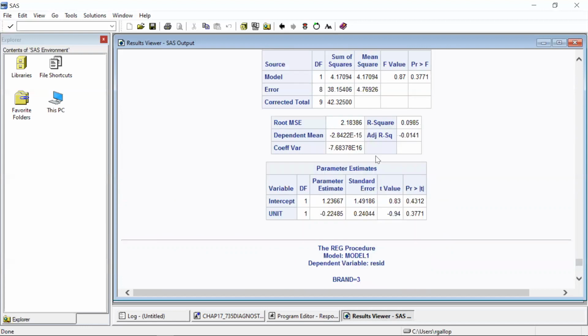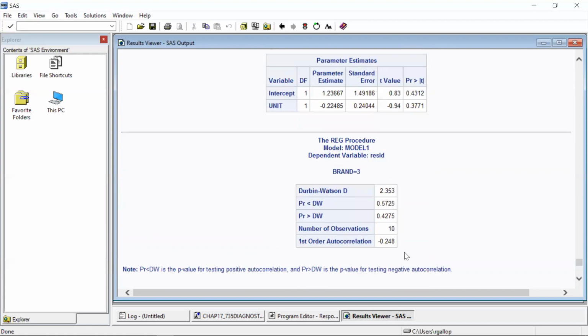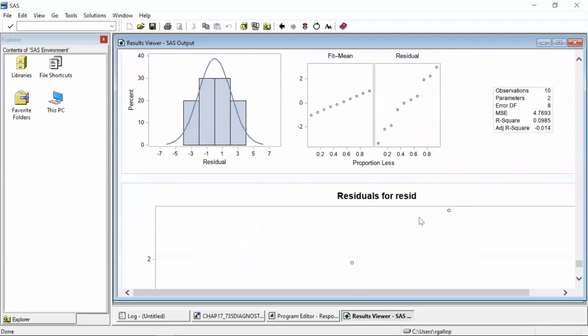Drop down again. Again, I don't care about any of this till there. So now in this case, again, here's our estimate of the autocorrelation within brand 3. Here's the p-value. So again, based on the available data, we do not have sufficient evidence to indicate a significant autocorrelation within brand 3. So no evidence of significant autocorrelation within brand 3.